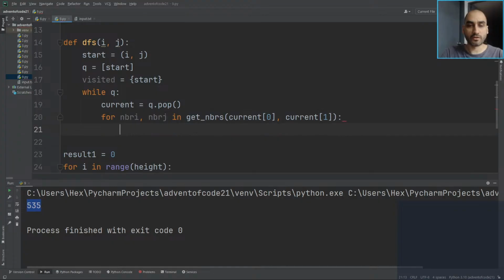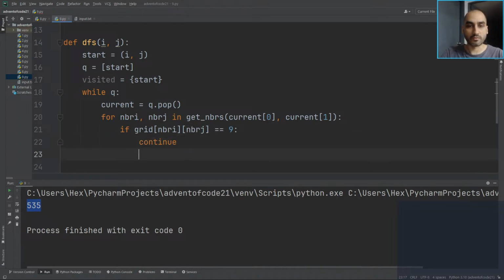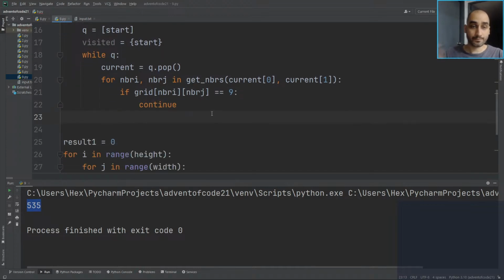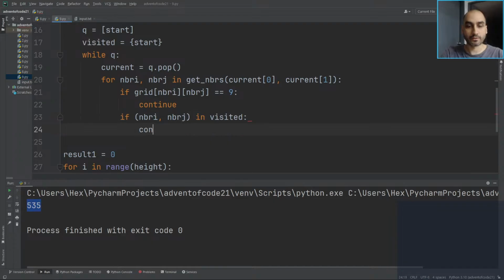So first we need to make sure it's not 9. So if grid i j is 9, skip that one, that's not part of a basin. Otherwise, if this was visited before then it was already on the queue at some point. So continue. Otherwise, we pop it on the queue.